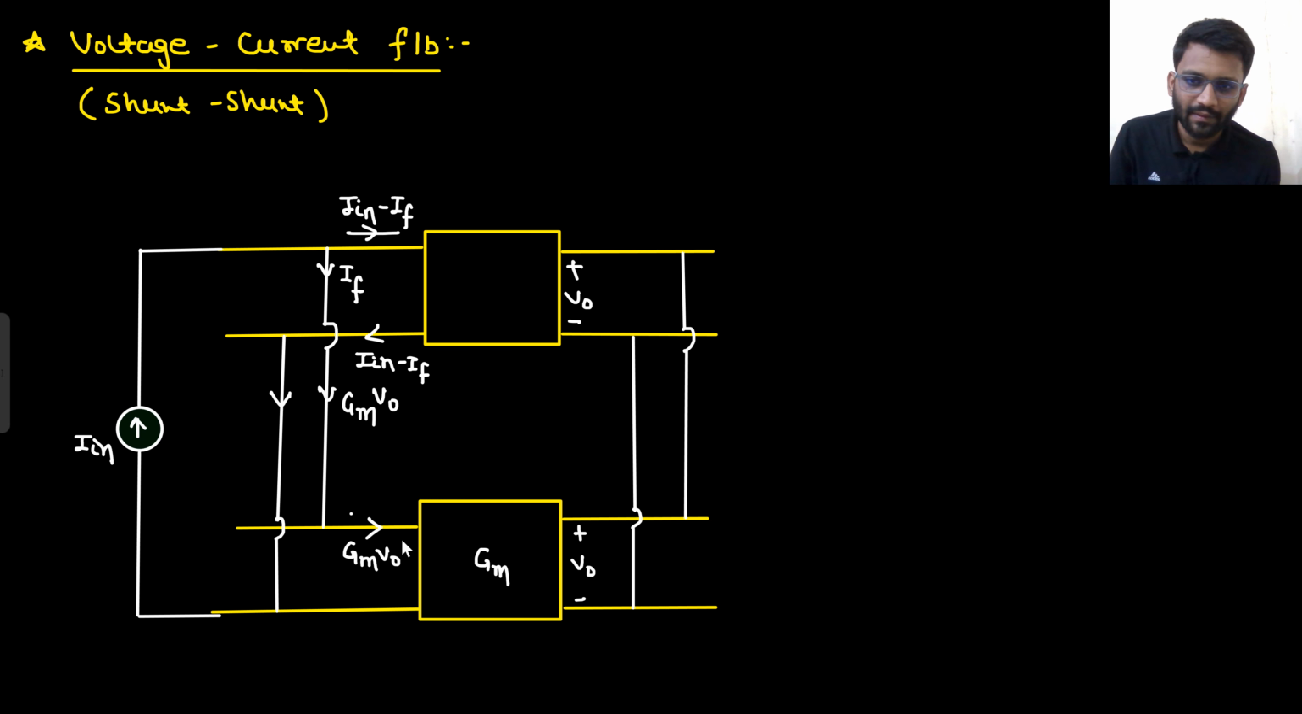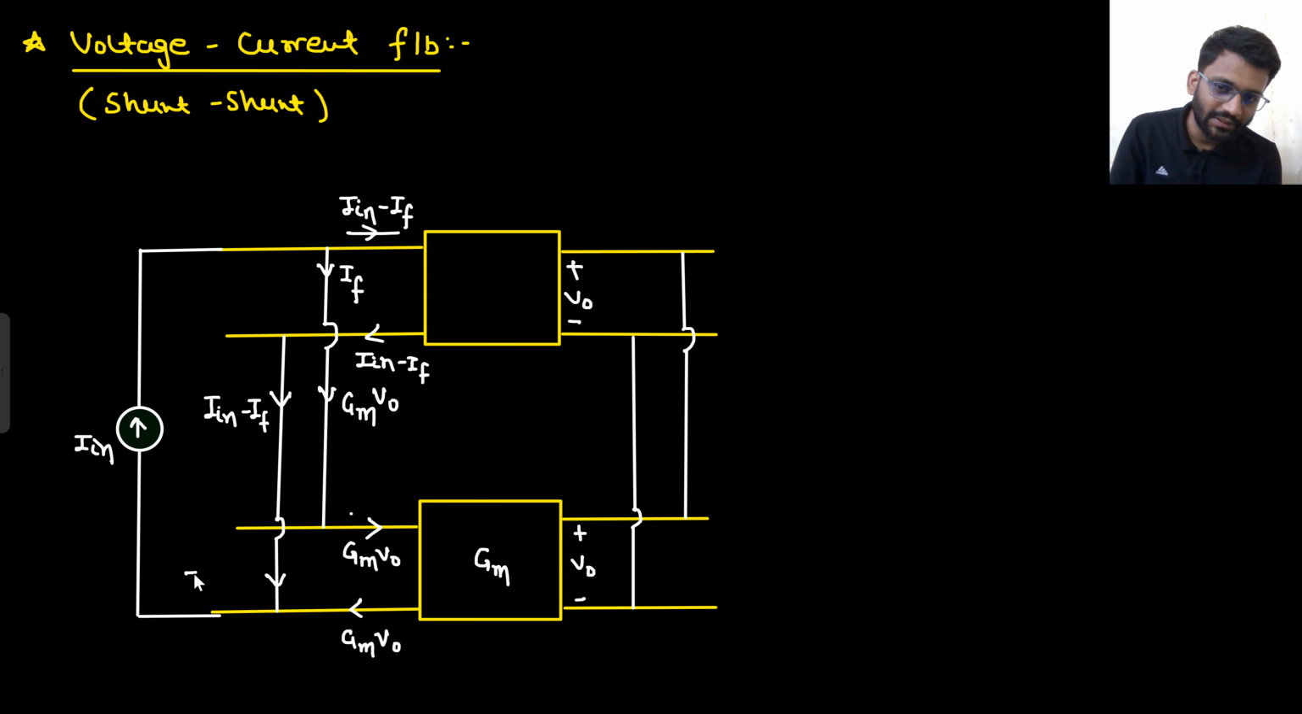I in minus I feedback. Now this is I in minus I feedback current, that current is coming here, and at this side I in current is going. So what do you understand? From here I feedback current would be coming, and that current is GM V0. So GM V0 current was going in, GM V0 current has to go out. Now from here I in minus GM V0 current is coming, because I feedback is GM V0 current only.